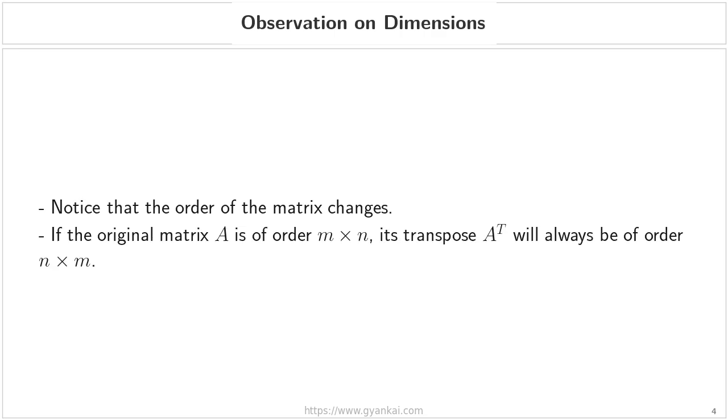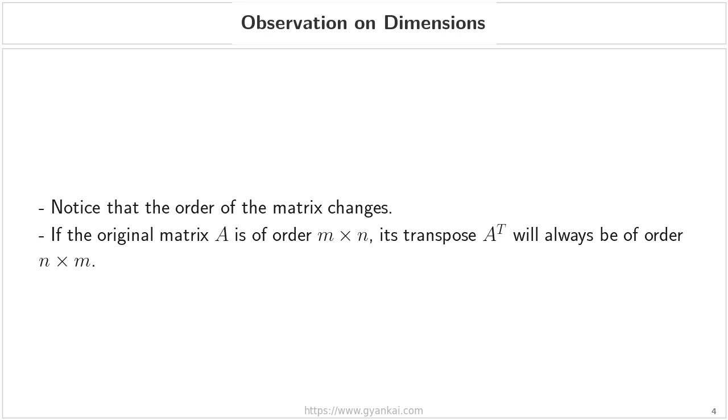Observation on dimensions. Now, let's take a moment to look at a very important consequence of the process we just discussed. You will notice that when we transpose a matrix, the overall order or the dimensions of the matrix changes. To put this in formal terms, if our original matrix, which we have called matrix A, is of order m by n, meaning it has m rows and n columns, then its transpose, denoted as A transpose, will always be of order n by m.